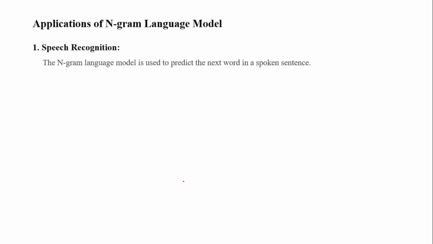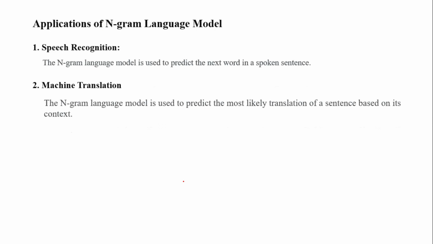Then coming to various applications. So the first application or first example is speech recognition. This N-gram language model is used to predict the next word in a spoken sentence. So in that way, it is useful in speech recognition and machine translation. So here also it is used to predict the most likely translation of a sentence, based on the given context.